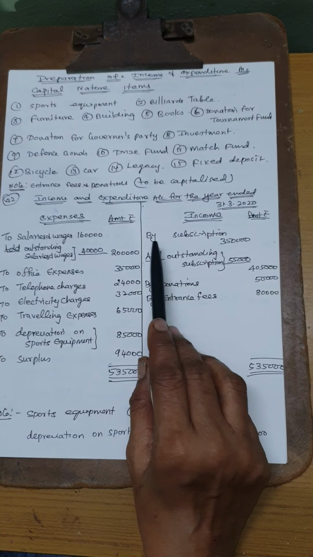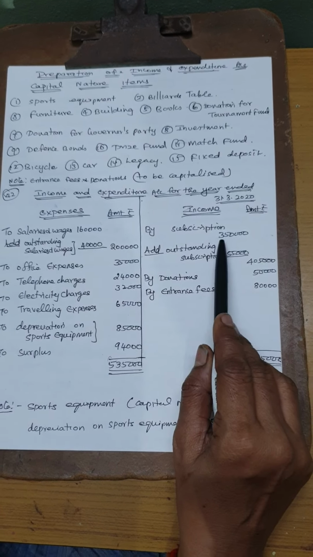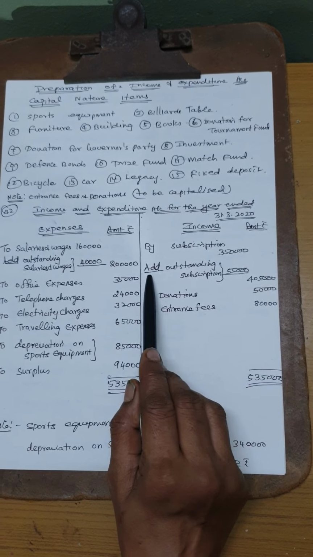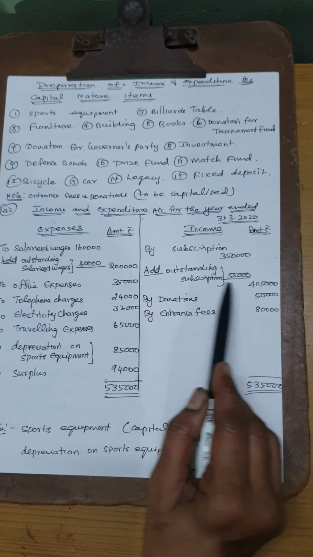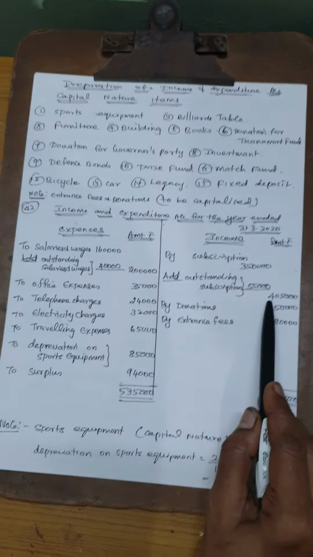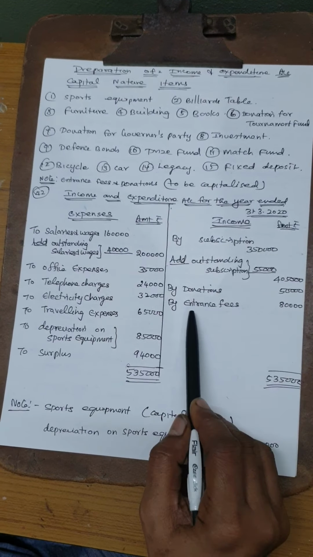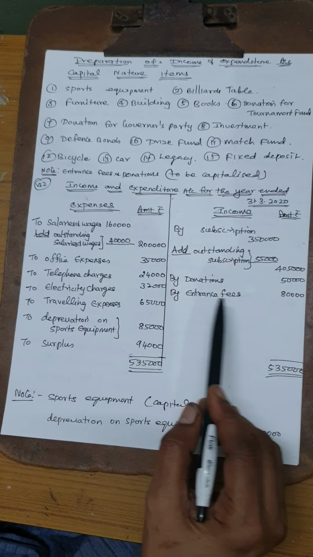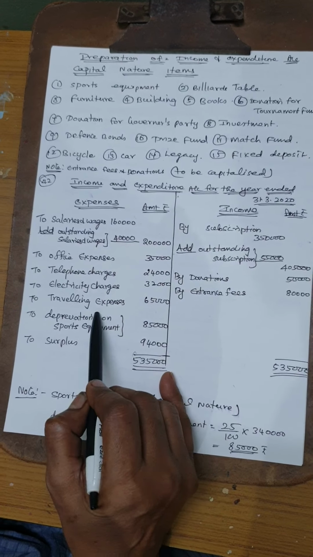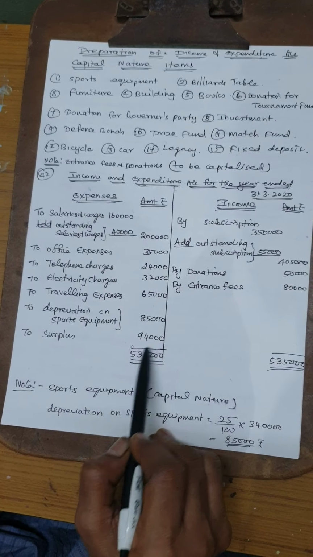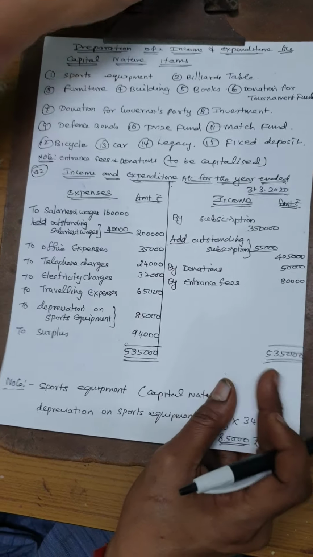On the income side, subscription is given in the receipts and payments account, 3,50,000. With that, outstanding subscription for the current year is added, 55,000. Total comes to 4,05,000. Donations 50,000. Entrance fees 80,000. Here the income side is more than the expense, so you get 94,000 as surplus.